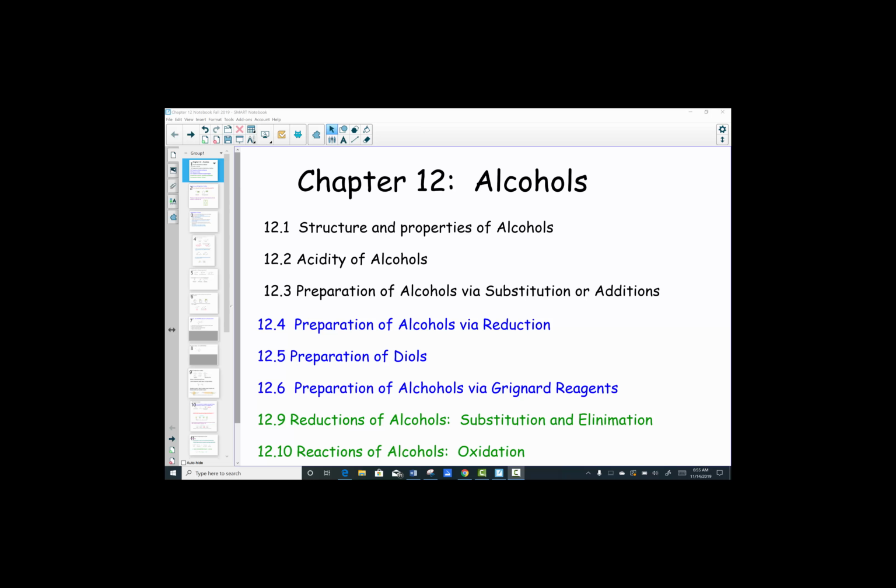Welcome everyone, this is Mrs. Hanson and we're beginning a new chapter in organic chemistry focusing on alcohols, chapter 12. Let me just share with you the selected topics out of the chapter we'll be focusing on.